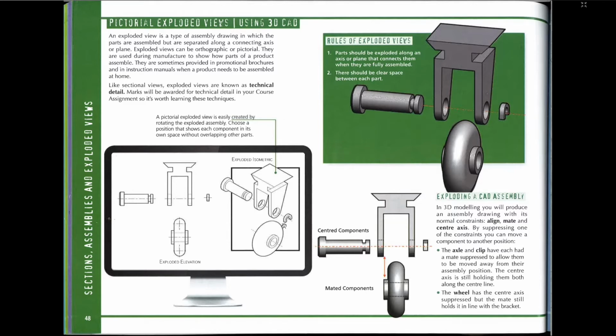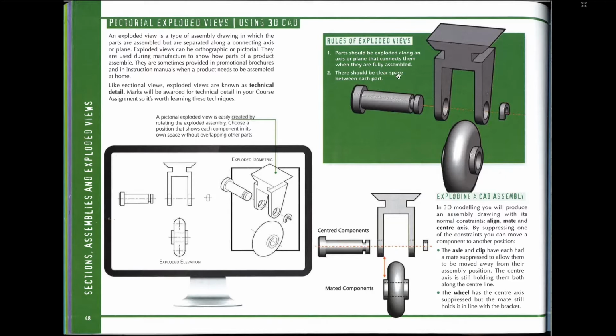So they tend to be used in manufacturing to show how parts of a product would assemble. The idea is to show how would this actually be assembled, how would they go together. So even though it's shown in a disassembled state, it actually gives you a good idea of how you put them together. They're really commonly used in instruction manuals for things like flat pack furniture, and even in things like Lego. If you were to open up one of these instruction manuals, you would see a series of exploded views giving you an idea of how things should go together. So like a sectional view, an exploded view is a type of technical detail.